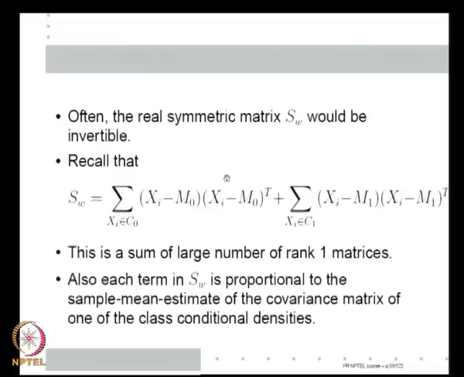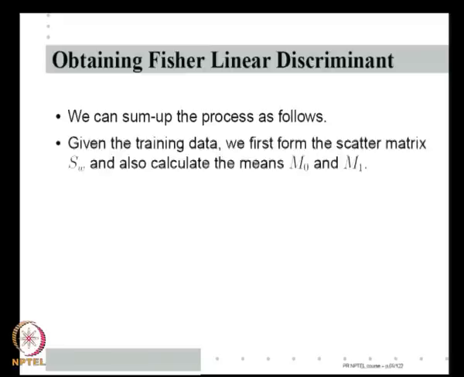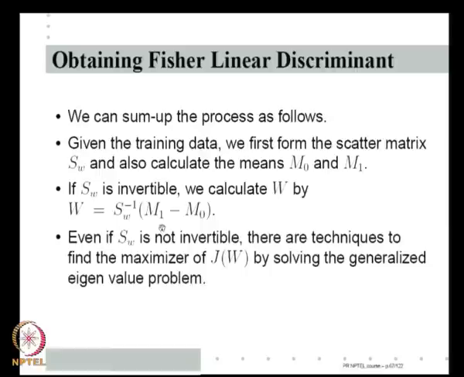So, we will not go there, but we will just remember that if SW is invertible, W is given by this. Even otherwise, one can find a maximizer by solving some generalized eigenvalue problem. So, that is how we obtain the best direction W. Very often this is what is given as the Fisher linear discriminant. As I said, in most pattern recognition problems, SW would be invertible. So, this is the Fisher linear discriminant.